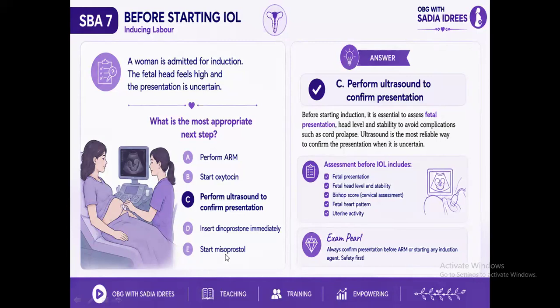So before induction, think systematically. Confirm the indication, exclude the contraindication, assess the presentation, assess the head level and stability, assess the cervix and Bishop score, and confirm the fetal well-being. Then choose your induction method. Safety before stimulation. That is the pearl from this question.